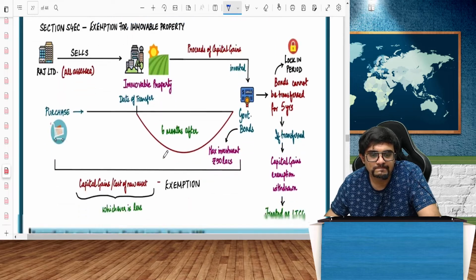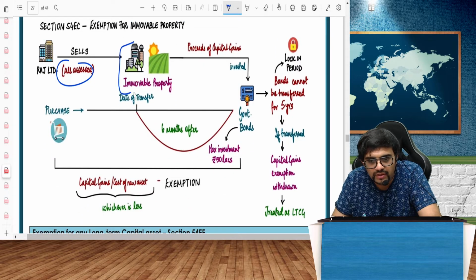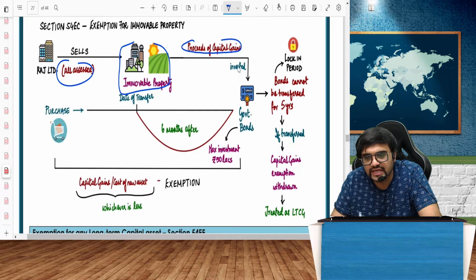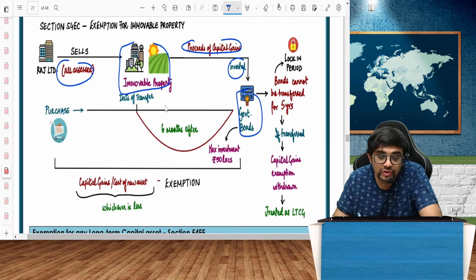54EC. All assessees, what will they transfer? Immovable property. Proceeds of the capital gain will be invested in government bonds. Maximum amount is 50 lakhs. When should you do it? Within 6 months after the date of transfer.